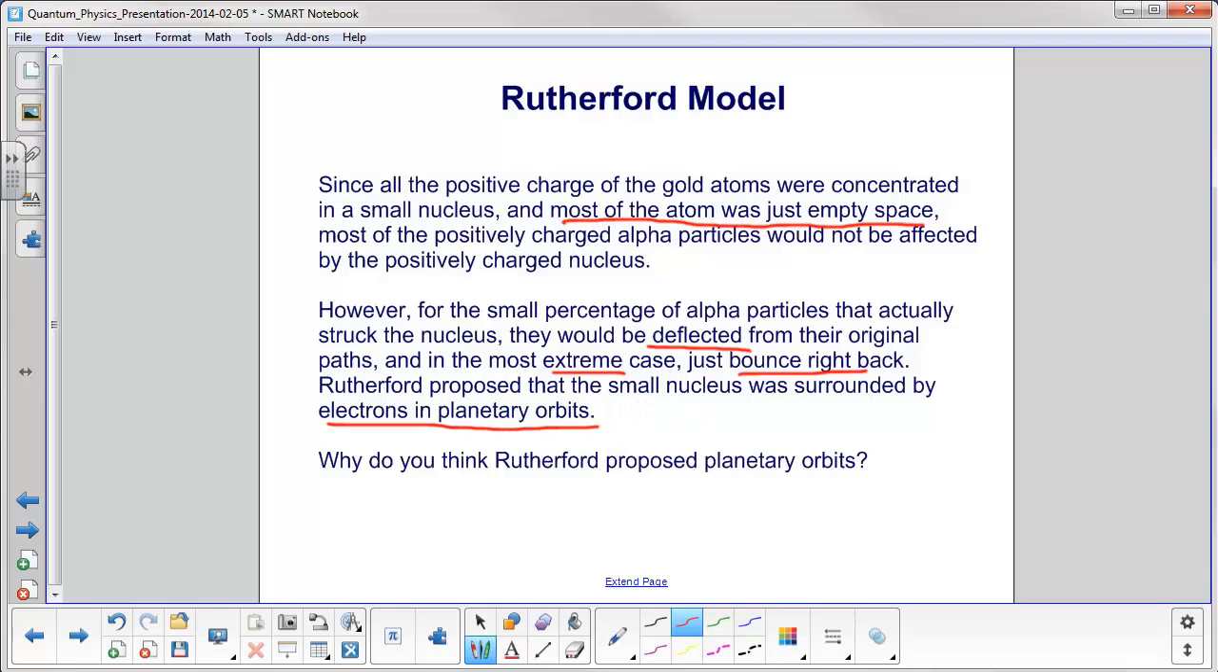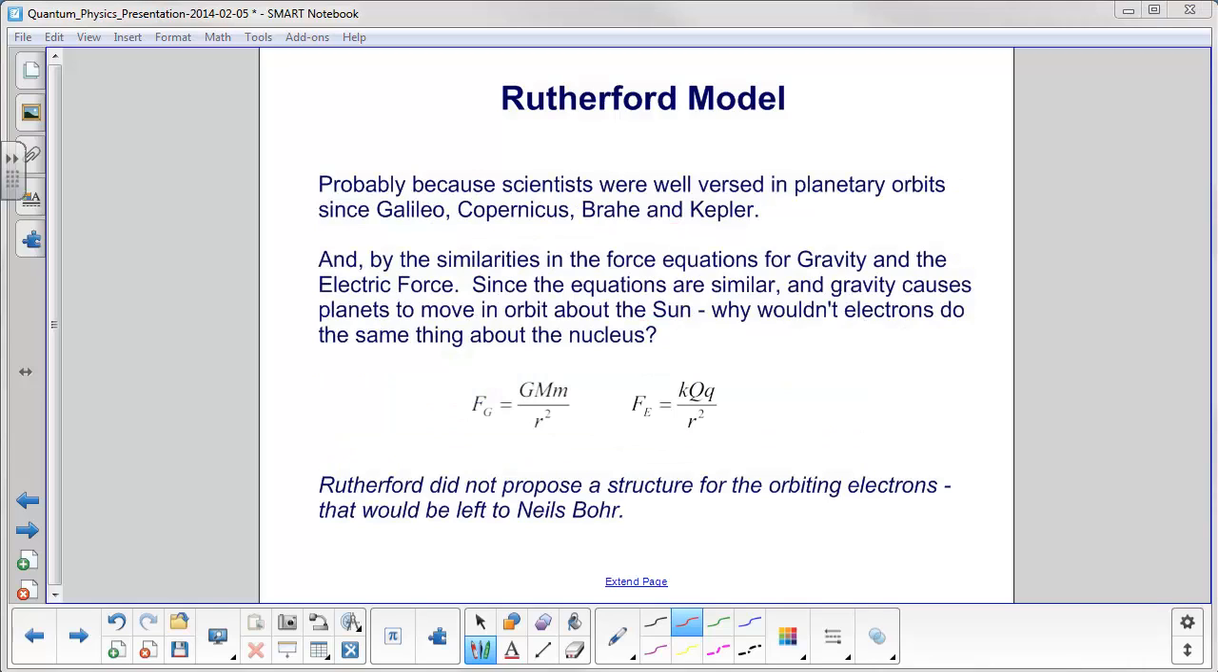Why do you think Rutherford proposed planetary orbits to explain this? Scientists, and probably most people, when they're confronted with a new phenomena, like to draw upon previous knowledge to explain it. And scientists at the time were very well versed in planetary orbits, ever since Galileo, Copernicus, Brahe, and Kepler. Also, notice the similarity in the force equations for gravity and the electric force. Here's the gravitational force, here's the electric force. Both have a 1 over r squared dependence.